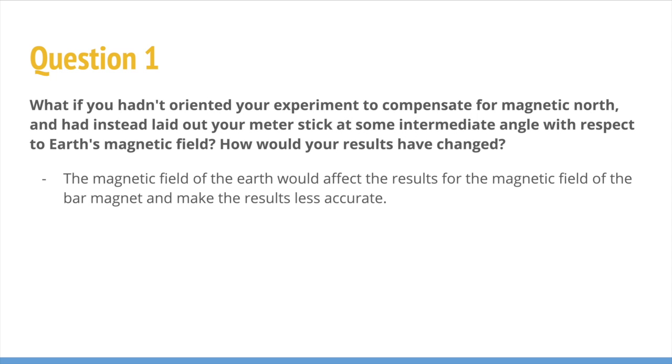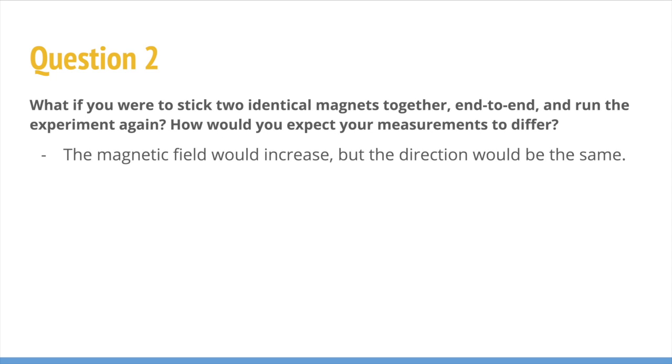If we had not oriented the phone to compensate for magnetic north, the magnetic field of the Earth would have affected the results of the magnetic field of the bar magnet, making the results less accurate. Lastly, if we were to stick two identical magnets together end to end and run the experiment again, the magnetic field would increase, but the direction would be the same.